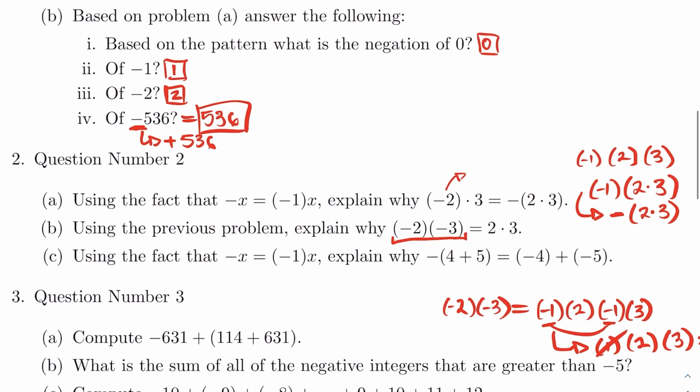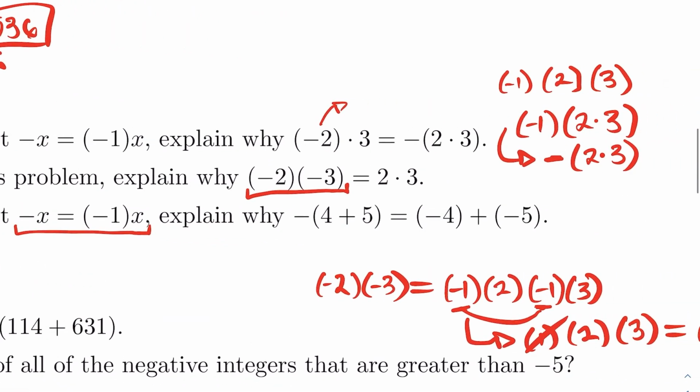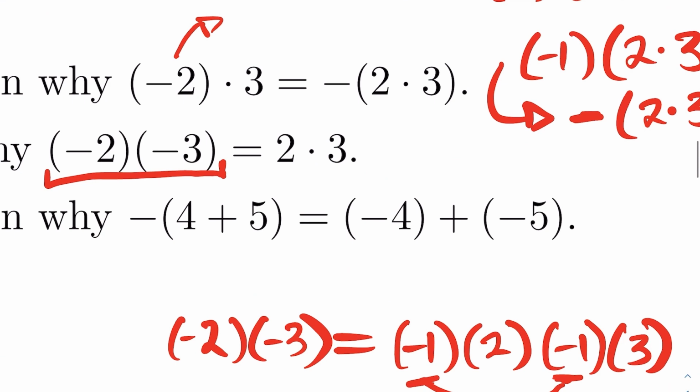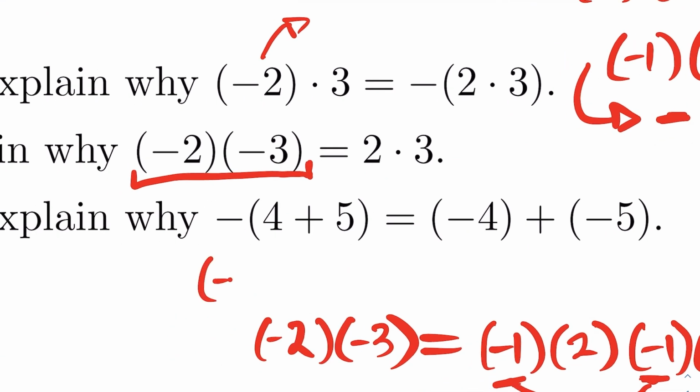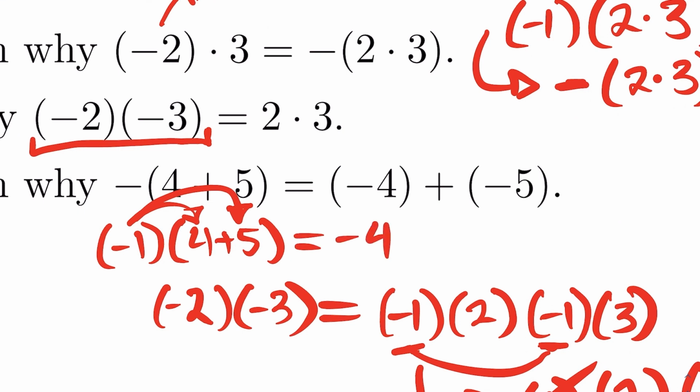Now C, using the same fact, explain why -(4 plus 5) is equal to -4 plus -5. Well, if we remember, we have the distributive property. So what we have here is -1 times (4 plus 5), and we distribute this -1 into the 4 and into the 5 such that we get -4 plus -5, right?